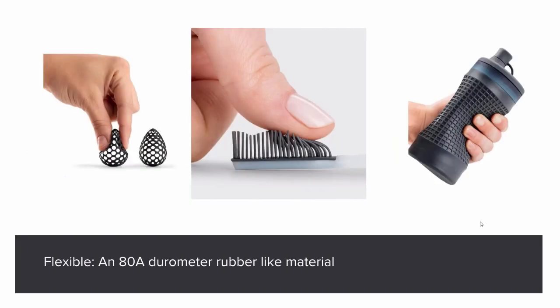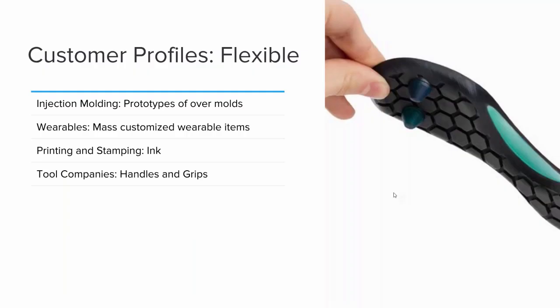Flexible, this is a rubber-like material that we offer. It's got an 80 durometer. It's a charcoal black color. Really good for compression applications. So this would be like grips on tool handles or prototypes of overmolds, making stamps for stamping ink, that sort of thing.